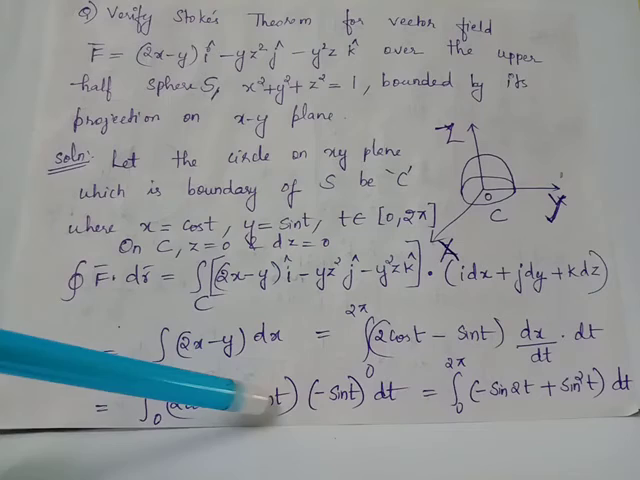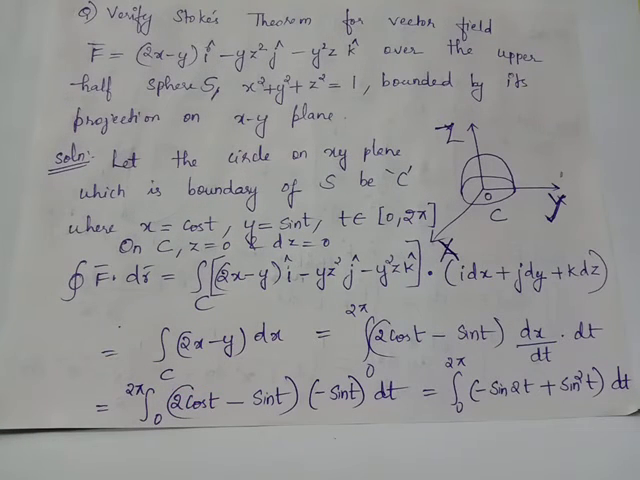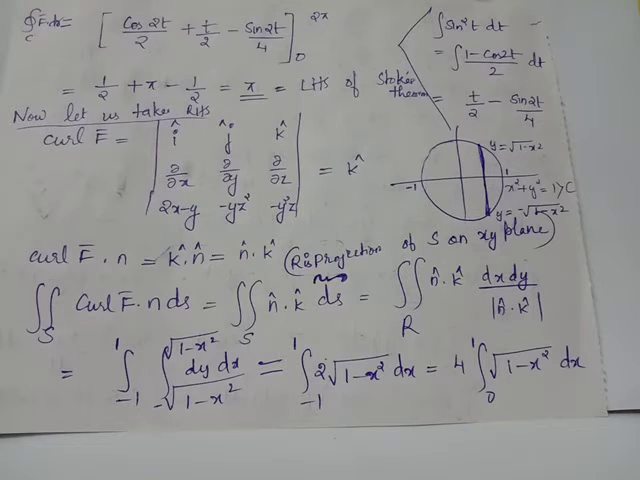Similarly, when you multiply these two terms, you get the second term as sin² t. Here you can replace sin² t using (1 minus cos 2t) by 2. After usual integration and giving the upper limit of t equals 2 pi and lower limit of t equals 0, you will get the line integral over C of f bar dot dr equals pi.